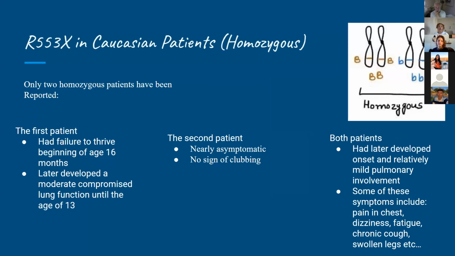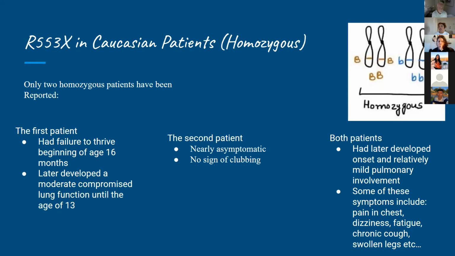Now when we talk about R553X in Caucasian patients who are homozygous for it, there have only been 2 reported homozygous patients, and they both have very different symptoms at the beginning of their life. The first patient had failure to thrive at the age of 16 months and later developed moderately compromised lung function until they were 13 years old.